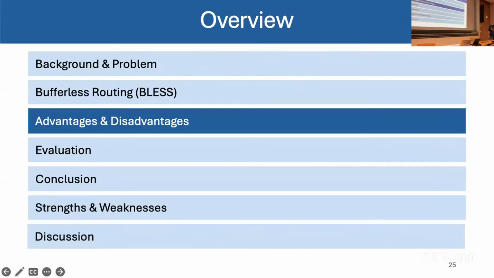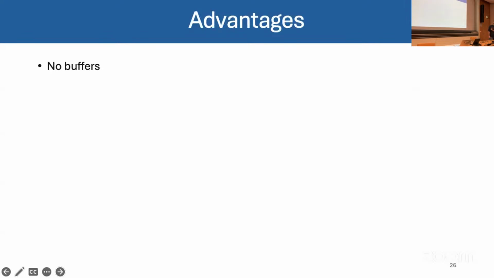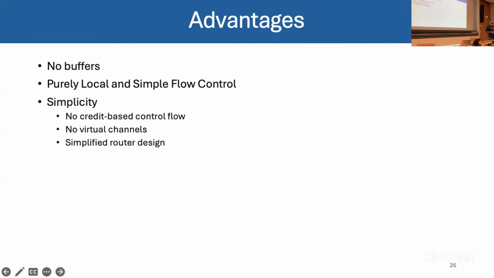Yeah, so that's come to the advantages and disadvantages. Obviously there are no buffers in the routers, so we don't need any energy and also don't need any space for that. Then the control flow is purely local and super simple. In general, the router design simplifies because there are no virtual channels, and as I said, there needs to be no communication between routers.